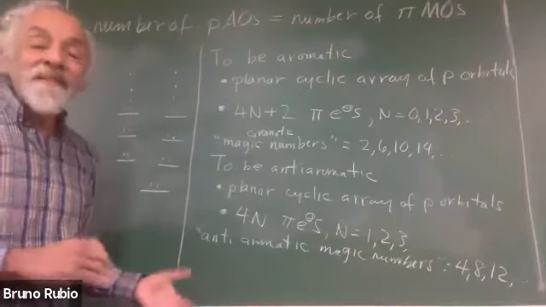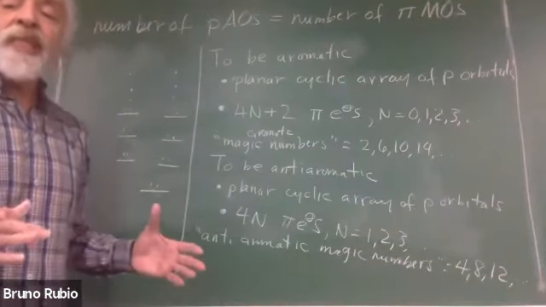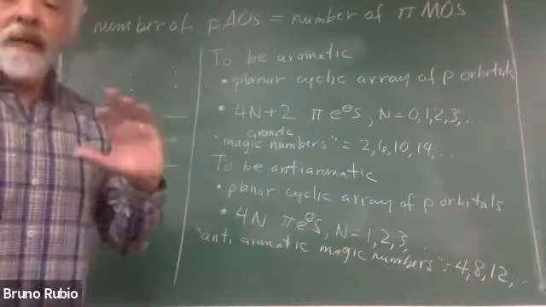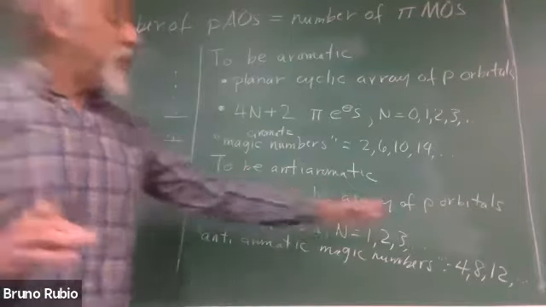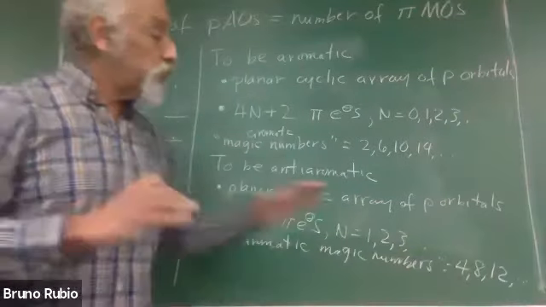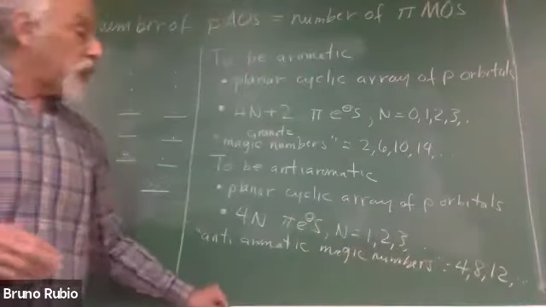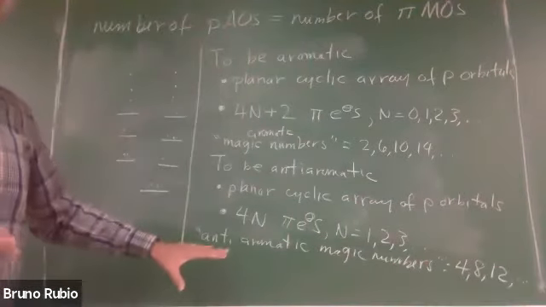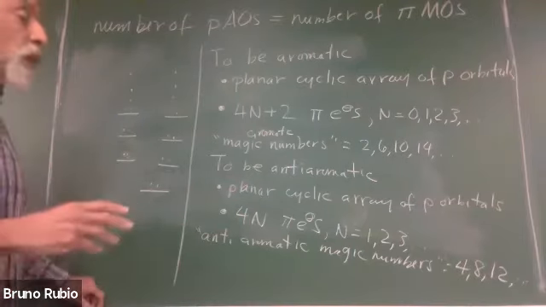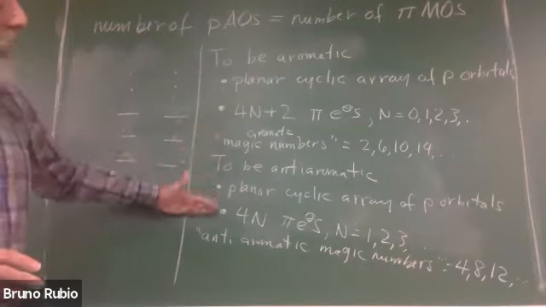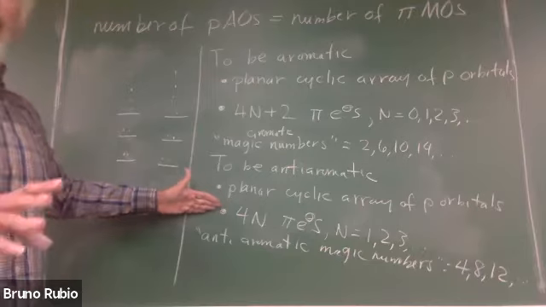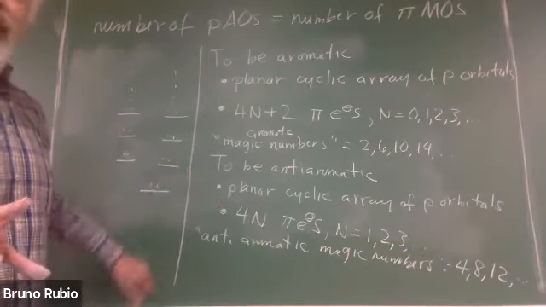These are the even multiples of 2. 2 is an even number. 2 times 2 is 4. The next even number is 4. 4 times 2 is 8. 8 is an anti-aromatic magic number. The next even number is 6. 6 times 2 is 12. 12 is an anti-aromatic magic number. So this is the lowdown of how you can predict whether something will be aromatic or anti-aromatic. If any of these conditions are not met, the molecule will be non-aromatic.